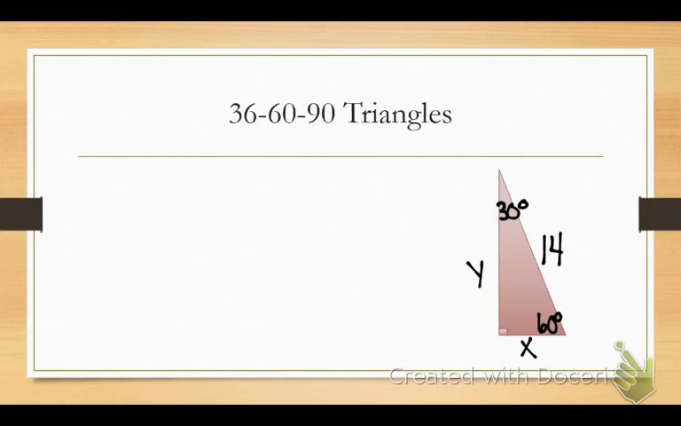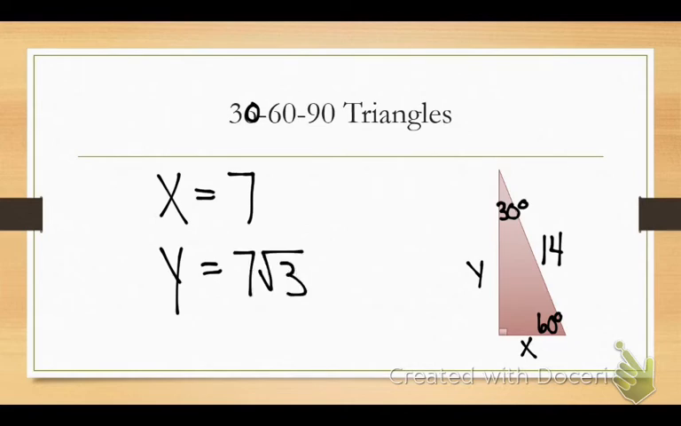Here's your next 30, 60, 90 triangle. Now I give you a different value, solve for x and solve for y. Okay, so if my hypotenuse is 14, how does it relate to the short leg? It's half. So I divide by 2 and I get x equals 7. Now y equals what? Keon? 7 times the square root of 3. You take the short leg and multiply it by the square root of 3 for the long leg.